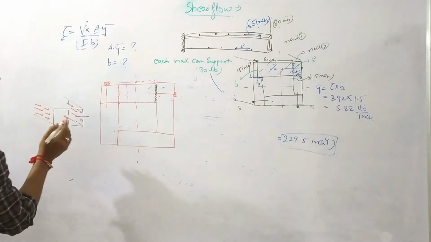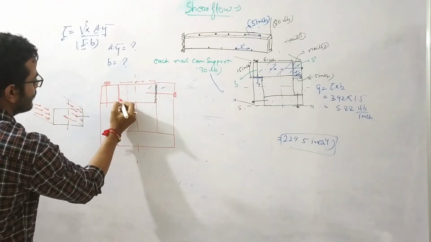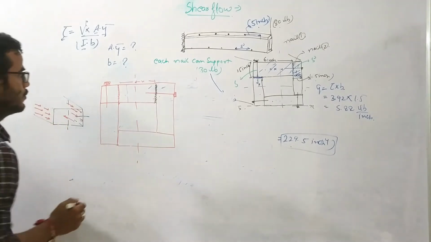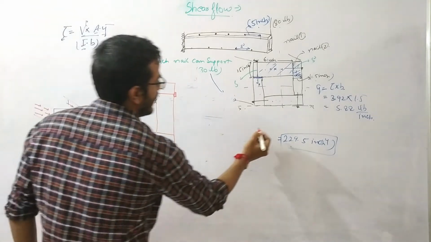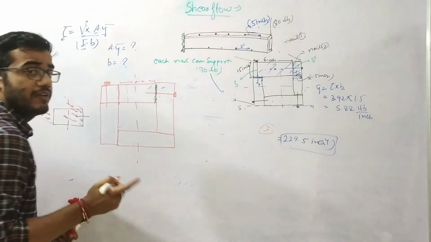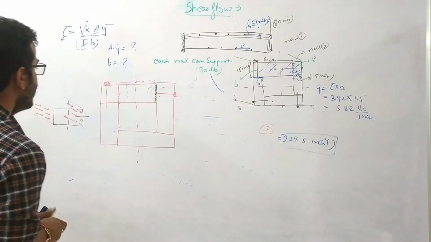Okay, so now I will take a similar cross section at this point and this point. Now I will calculate the shear stress. I is already known. What will be the A y bar? That is the important thing.